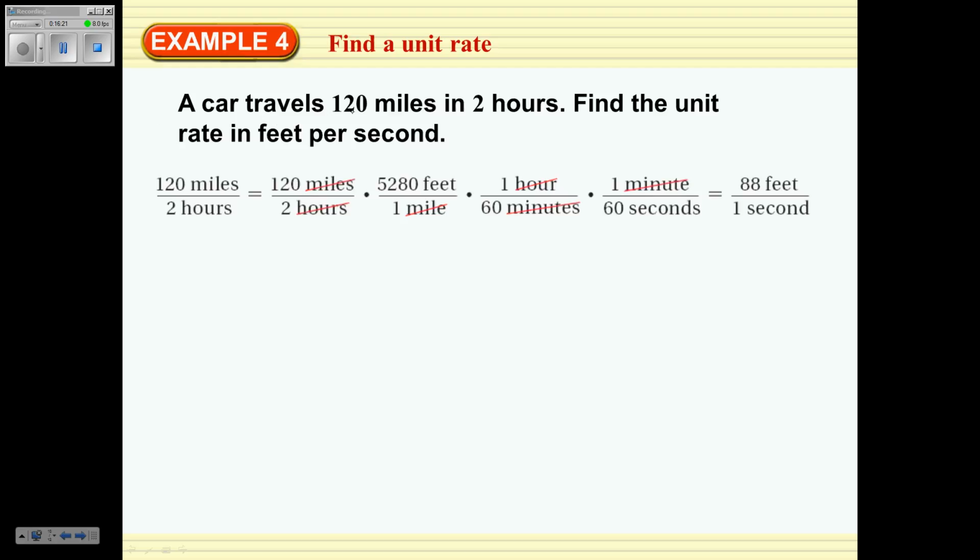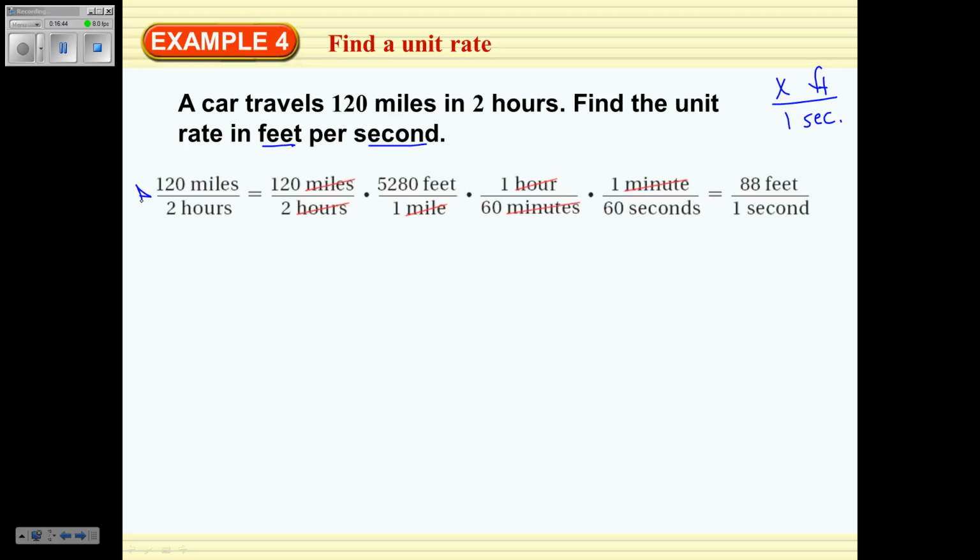A car travels 120 miles in 2 hours. Find the unit rate in feet per second. So we need to know how many feet in 1 second. That's our goal. Okay, they have the answer here, obviously, but I want to show you what they're doing to get to this answer. We need to do feet per second, which means 1 second.